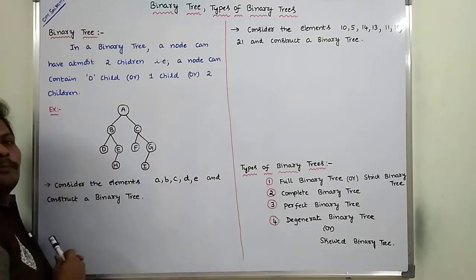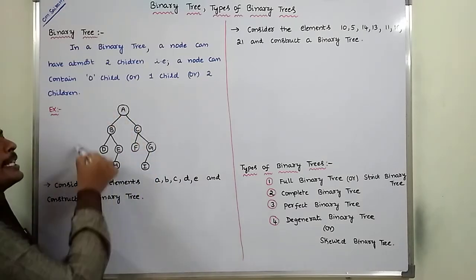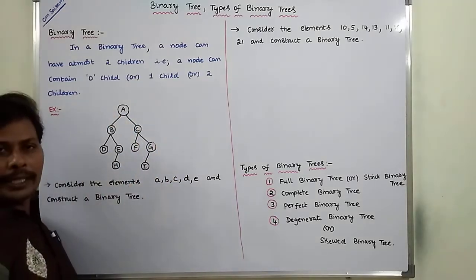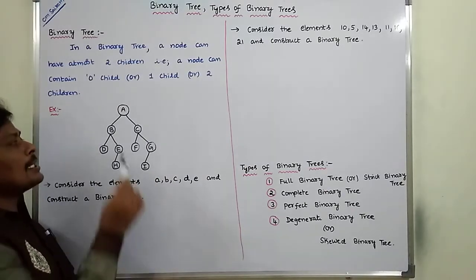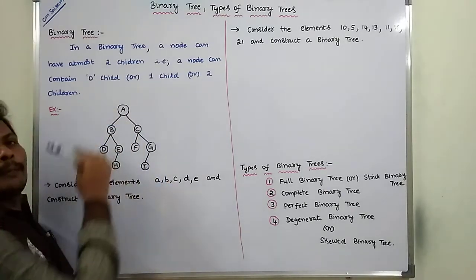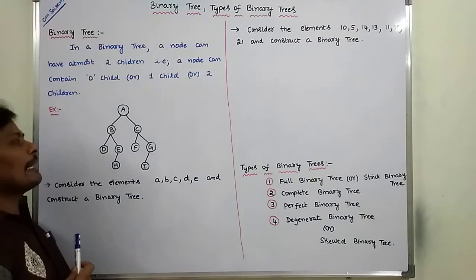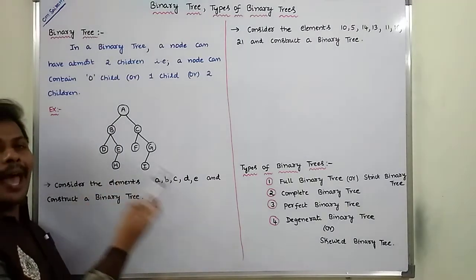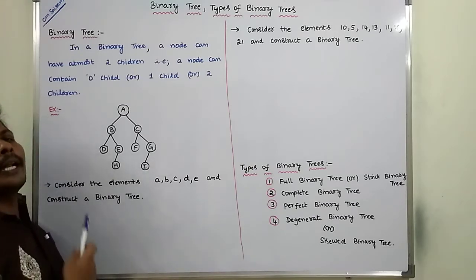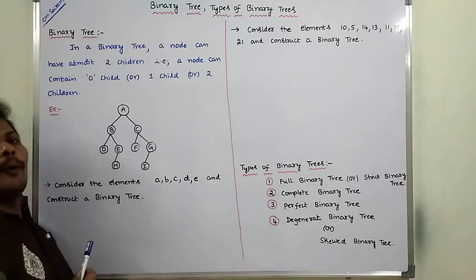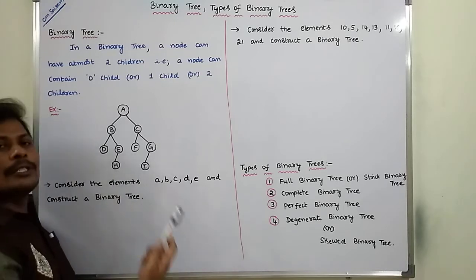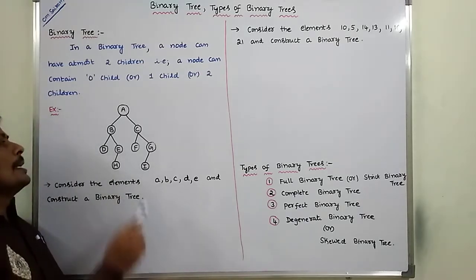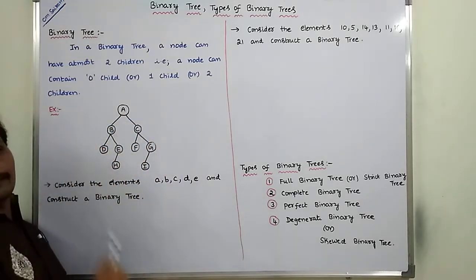Node G has how many children? Only 1 child. Okay, now it satisfies the binary tree property because each and every node in that binary tree may contain at most 2 children. That means it may have 2 children, or 1 child, or 0 children. So this is a binary tree.